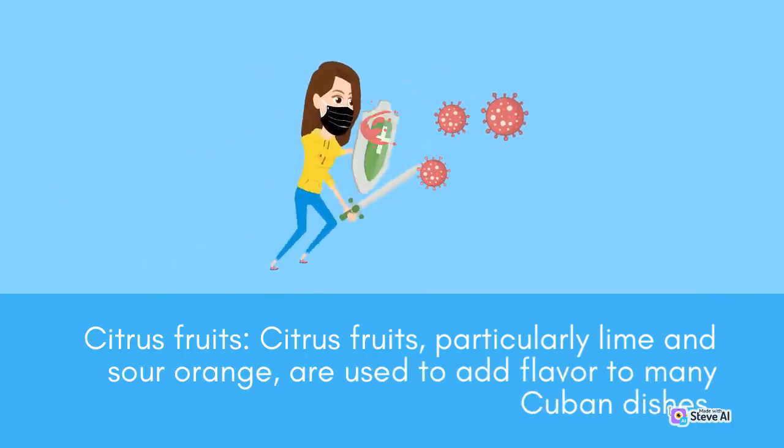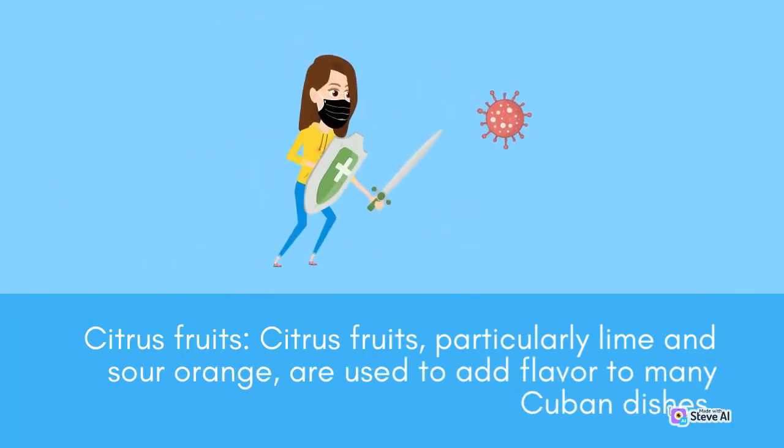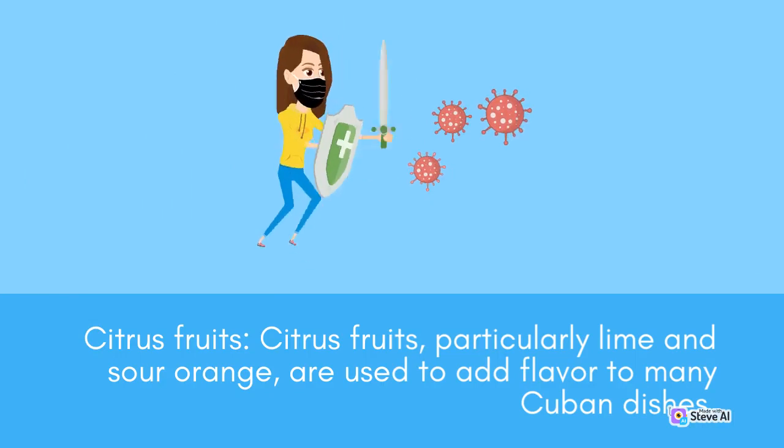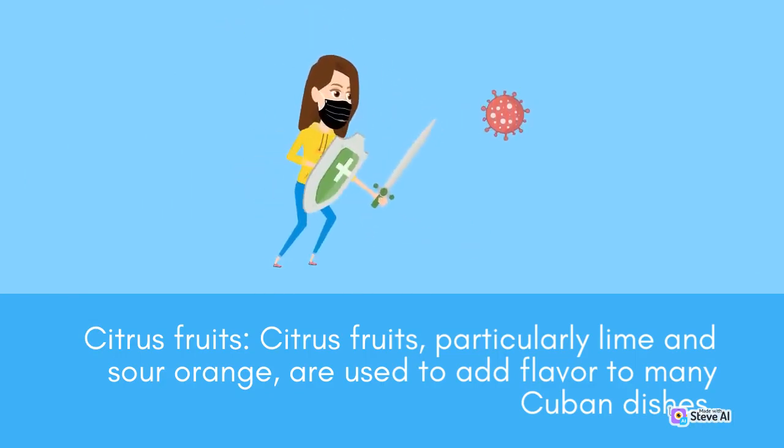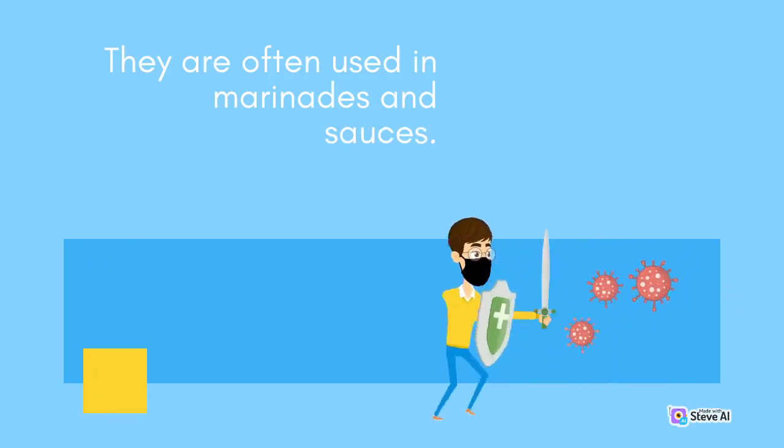Citrus fruits, particularly lime and sour orange, are used to add flavor to many Cuban dishes. They are often used in marinades and sauces.